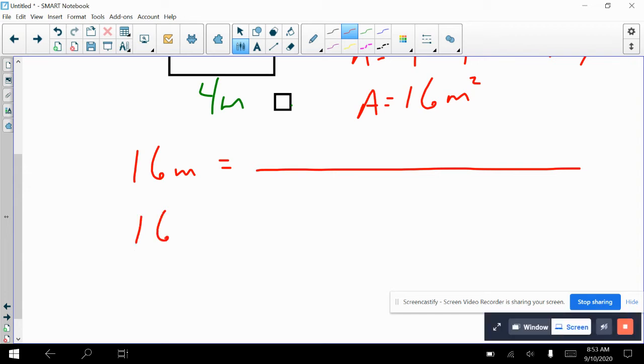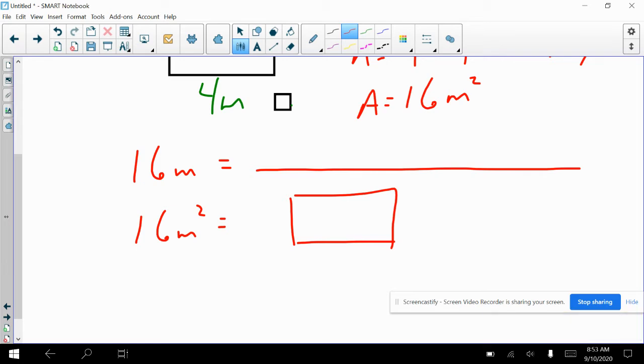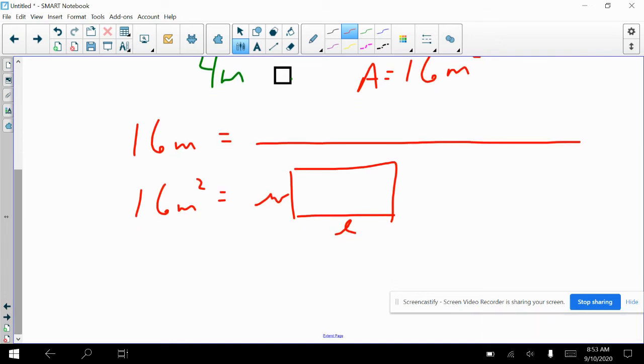Now, all of a sudden, if you take 16 meters and square it, now that means that you have a two-dimensional figure. You have the length and you have the width of something. That's why the little 2 is there, because you're multiplying two numbers together. Does that make sense?